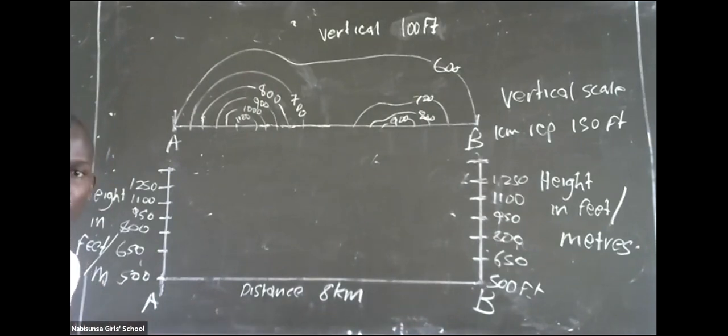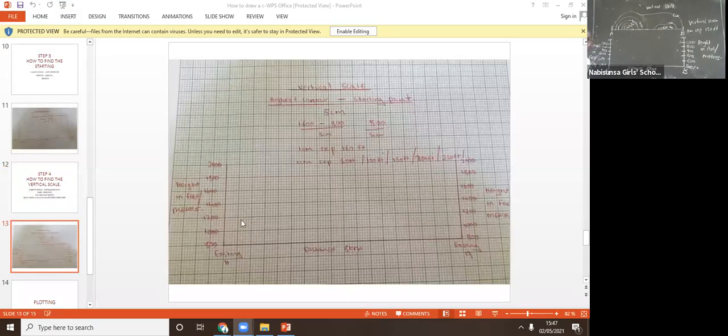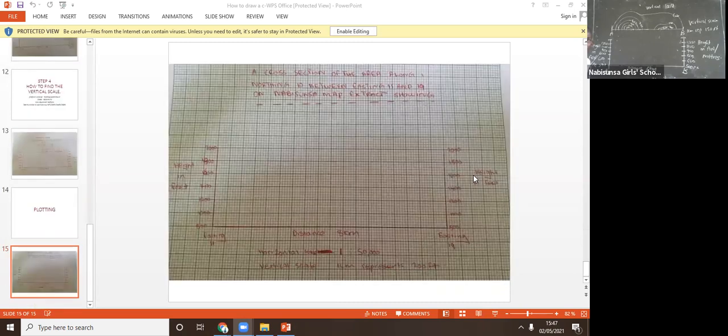Now, after doing that, people, our next step is, the way we have done it, we have added until we have got up here. Our next point is to plot. But this is how our graph is supposed to look. Before even plotting, you need to have a title, the horizontal scale, and the vertical scale. We have the distance. Are you seeing how your cross section is supposed to look?